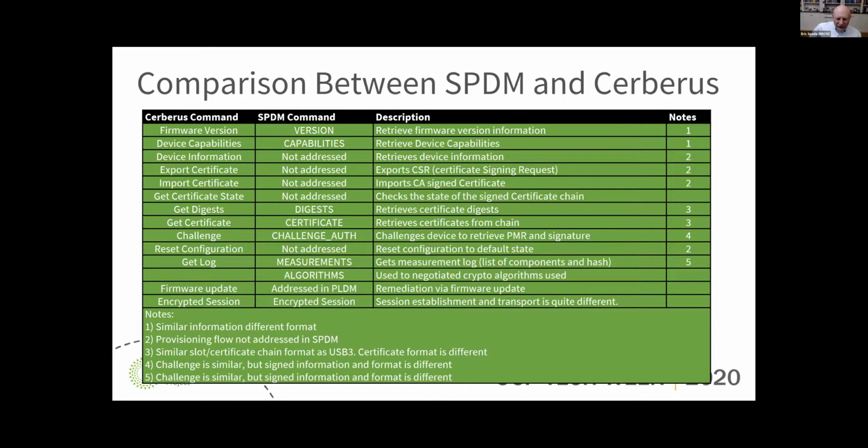So as you can see, there's a bunch of overlap here, but if you go into the details, there's a lot of subtle differences between the two protocols and other protocols that make implementing it from a device perspective a challenge.